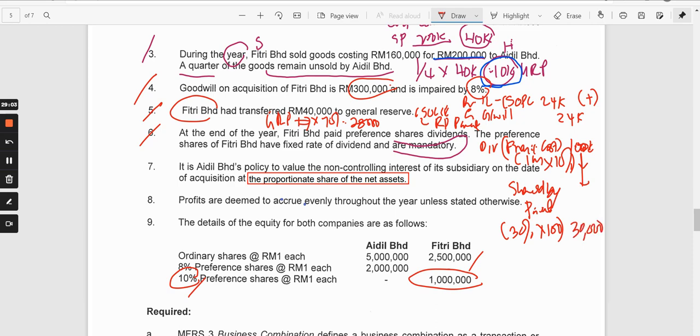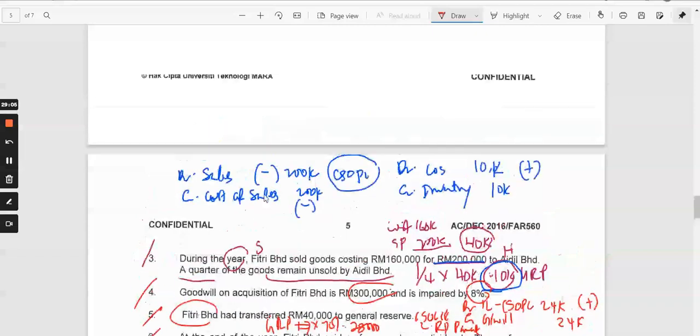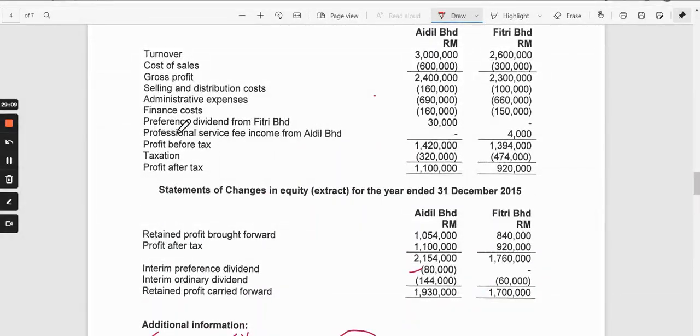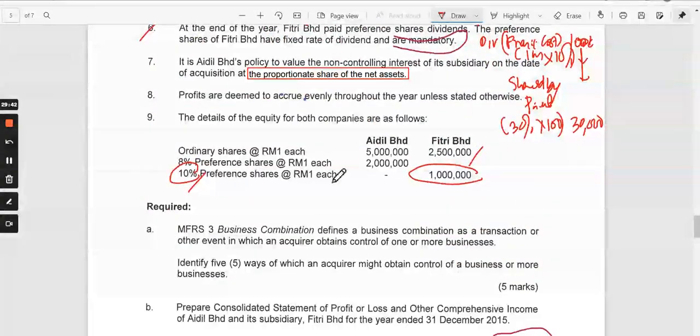So where has that been recorded? In the individual statement of the parent. If you see here, preference dividend from Fitri, that 30,000 has been recorded, and this is an intercompany transaction, and this is what we need to remove later. So this one may need to be removed when you prepare your consolidated statement of financial position. As for the professional fees to Fitri that will be received from AIDIL, okay, that will be done later.